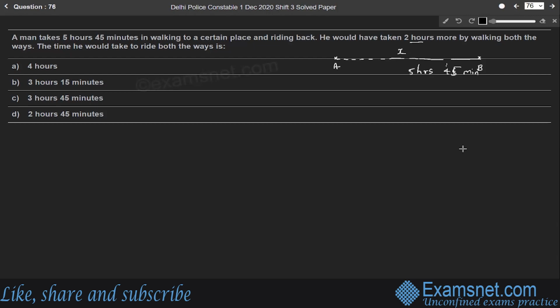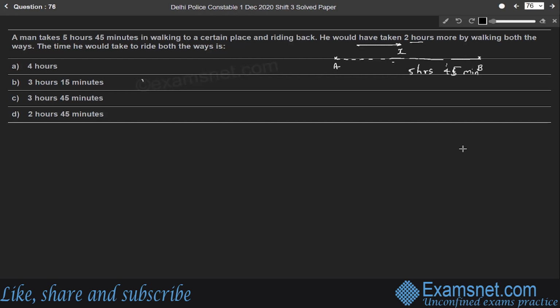From A to B he walks, and from B to A he rides. He would have taken 2 hours more by walking both the ways. Instead of riding, if he walks from B to A, he would have taken 2 hours more. So the time he would take to ride both the ways, from A to B and B to A, is what we have to find.